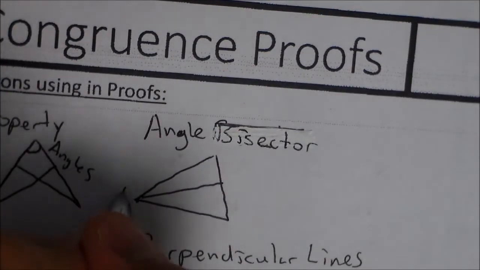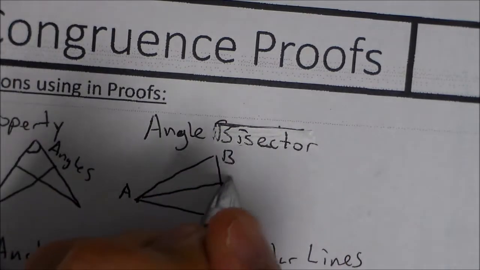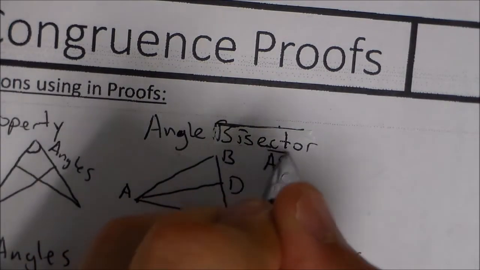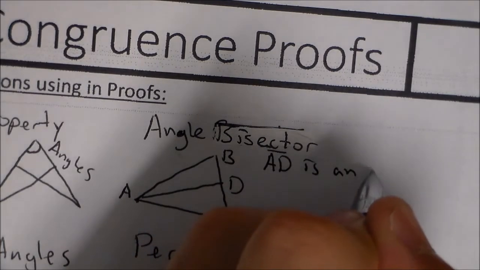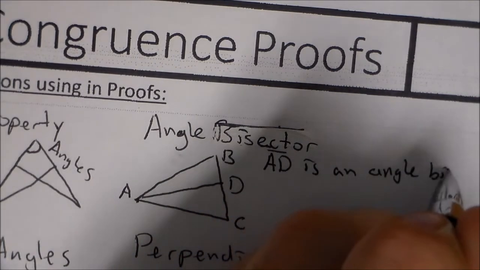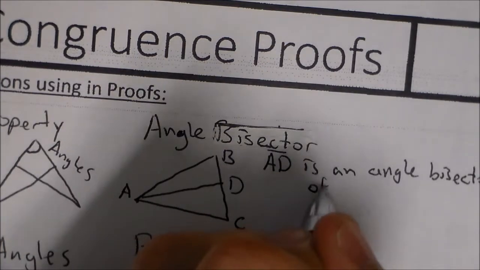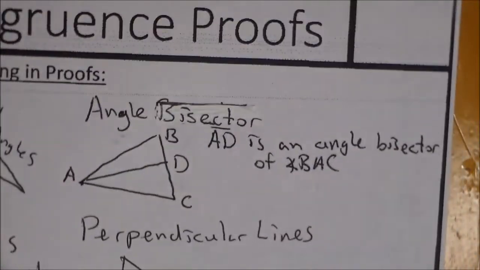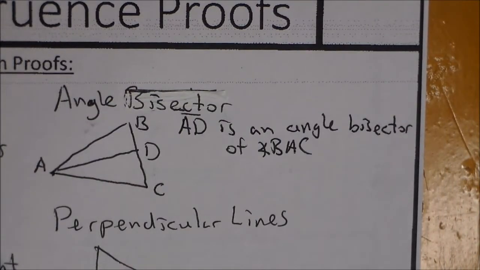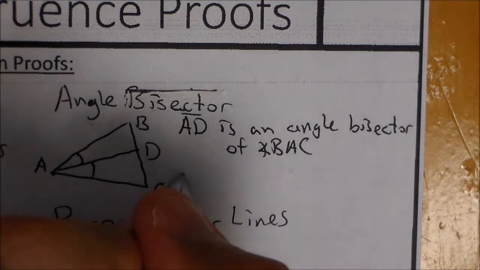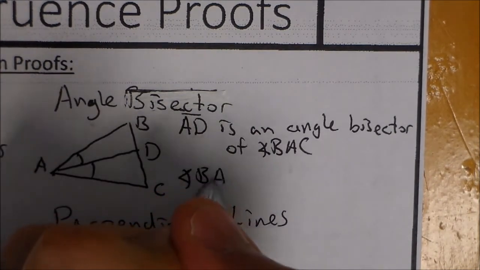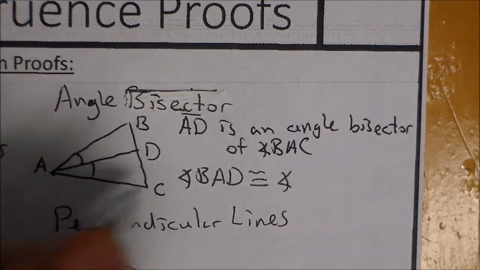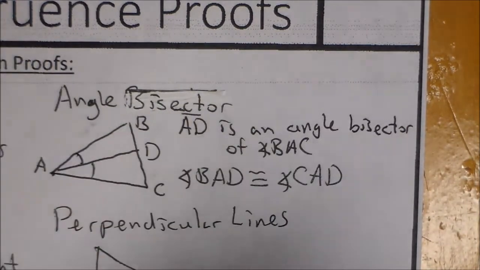So for this one, let's say we have A, B, C, D, and we have that AD is an angle bisector of angle ABC, or BAC. Now they also may say AD bisects angle BAC, so it may not indicate angle directly, but it's implied. So whenever we have an angle bisector, we get that these two parts are congruent, so we could say that angle BAD is congruent to angle CAD, and that's by the definition of an angle bisector.